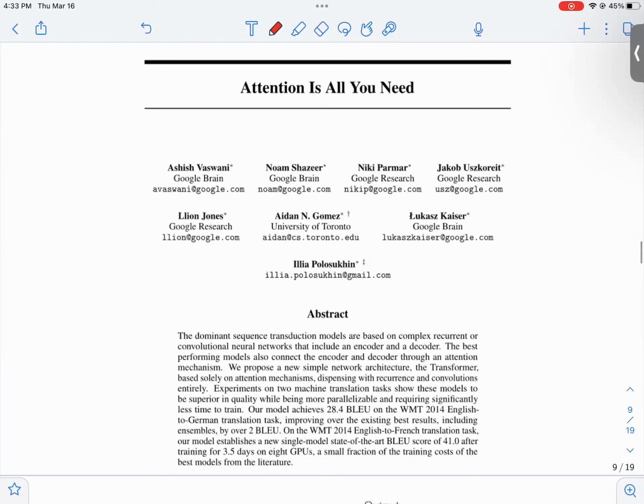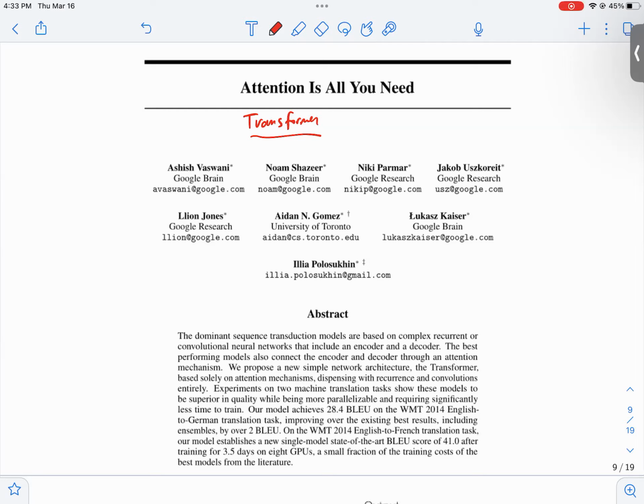Okay, so that's the main paper that I want to maybe discuss in the remaining 15 minutes. This is the one that started the business of GPT. This is the transformer paper. They proposed this transformer architecture, and that's what I'm going to try to do. It's saying attention is all you need.